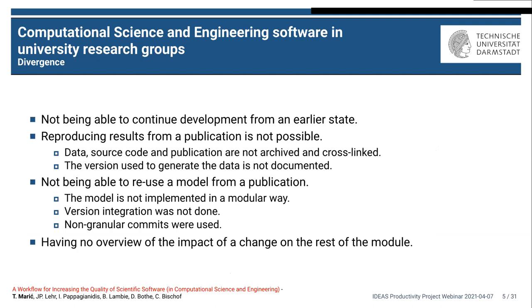And based on these boundary and initial conditions, unfortunately, the situation often diverges at universities. So I've seen a lot of situations where people are not able to continue development from an earlier state, simply because you cannot reproduce results from a publication, as there aren't any data, source code and publication links. It's very difficult. Once one finds a publication, to recover the source code and the specific version with its computing environment that was used to produce the data in the publication is extremely difficult.